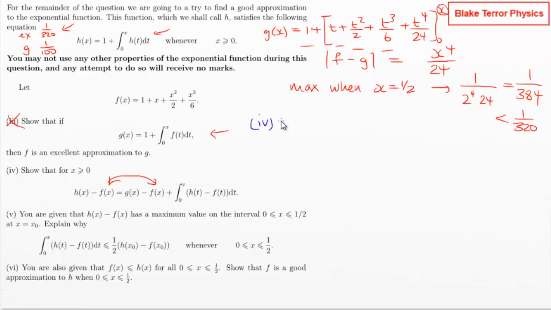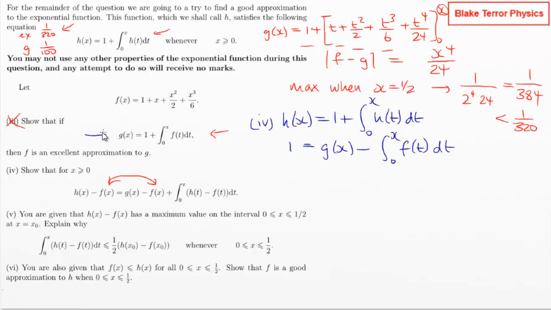So we need to show that h of x is equal to, let's do it from h of x, 1 plus the integral from 0 to x of h of t dt. We've also got that 1 is equal to g of x minus the integral from 0 to x of f of t dt. That's coming from here. So we've used this and this. Now we can sub that in for the 1. So we've got h of x is equal to g of x, plus the integral 0 to x of h of t dt minus the integral from 0 to x of f of t dt. It doesn't really matter which way round; they put it the other way around.